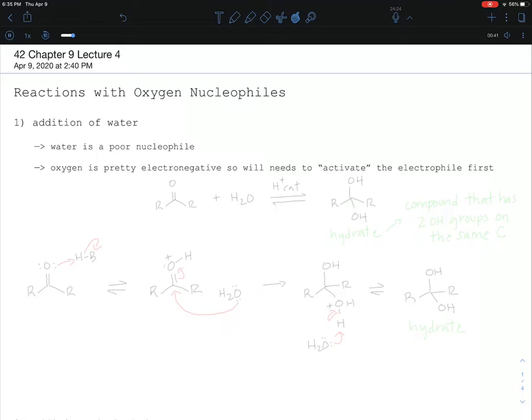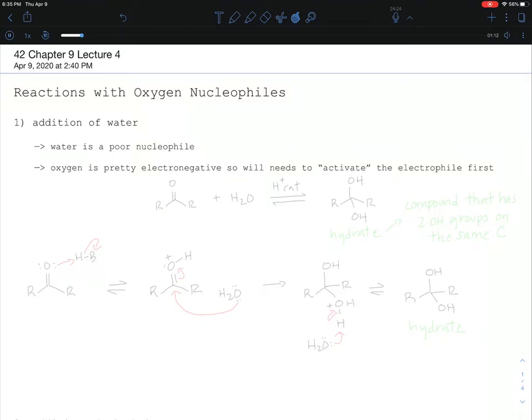So the first example I want to give is if we were to use water as a nucleophile. Water is a poor nucleophile, and so, just like when we were using nitrogen-containing nucleophiles, it's going to be in our best interest to do these reactions under acidic conditions. So we catalyze the reaction with an acid. In your body, these reactions typically are catalyzed by enzymes, biological catalysts.